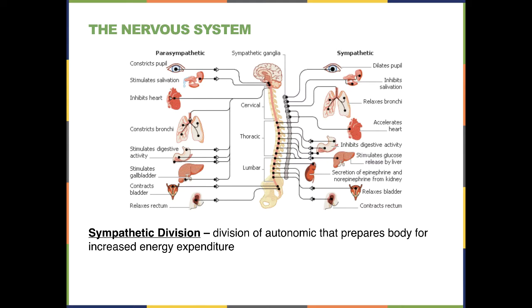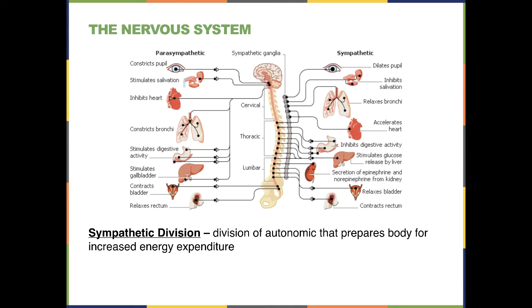The liver is stimulated to produce more glucose, and the bladder relaxes in order to be able to hold more. Many times the rectum will contract, and if people are really scared, they can actually accidentally lose their bowels.